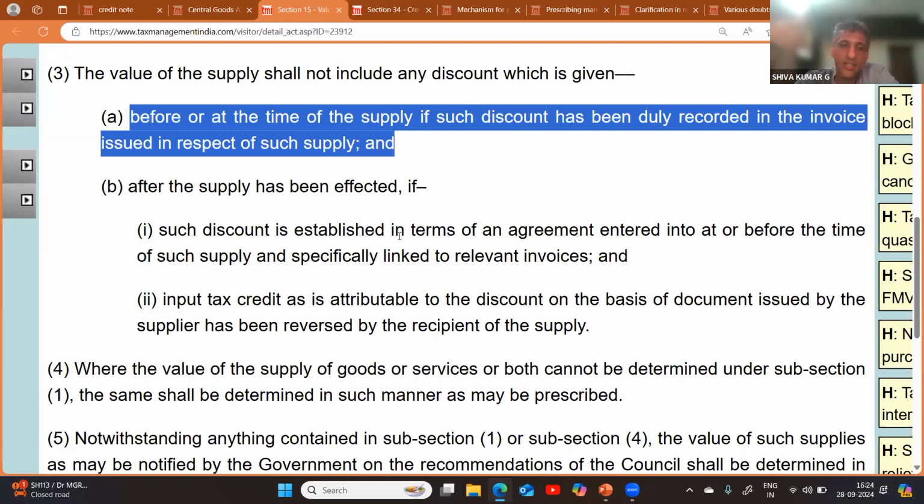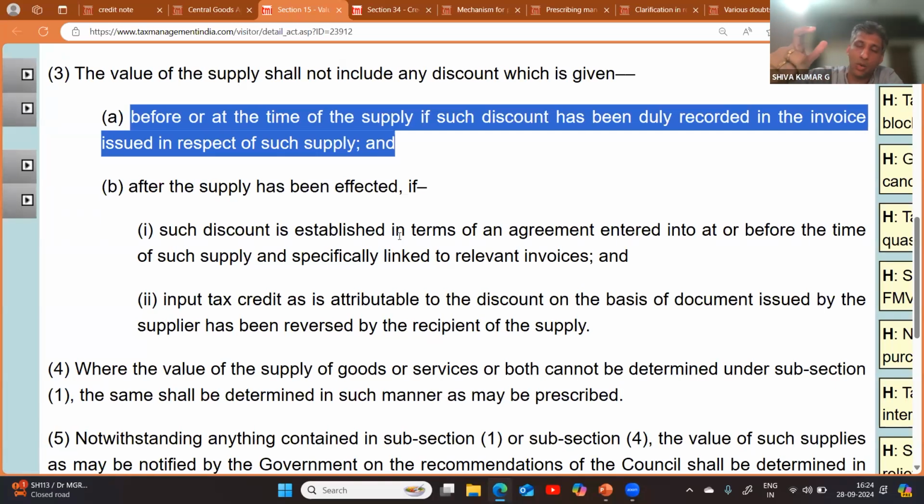The second condition is even more interesting. The input tax credit attributable to the said discount has been reversed by the buyer. So if you have a 30 rupees discount, on that 30 rupees, the buyer has to reverse the credit. Only if the buyer reverses the credit will such a discount, which I gave after the supply, be allowed as a reduction in the value. Only if the value is now reduced from, let's say, earlier 1000 to now 970, will section 34 kick in.